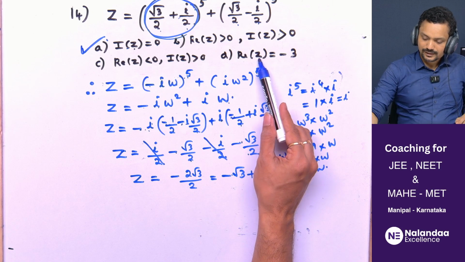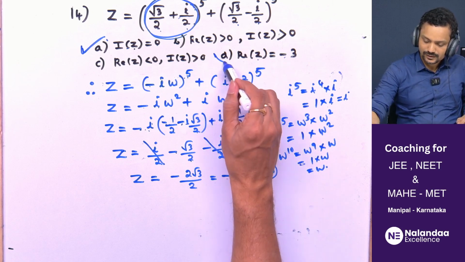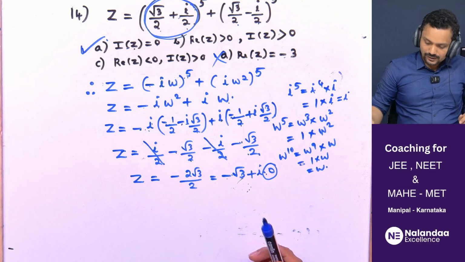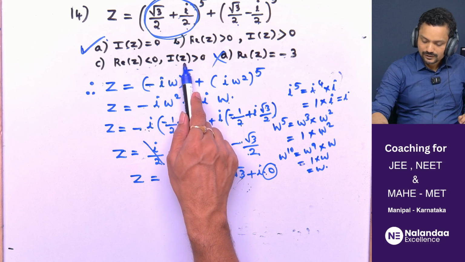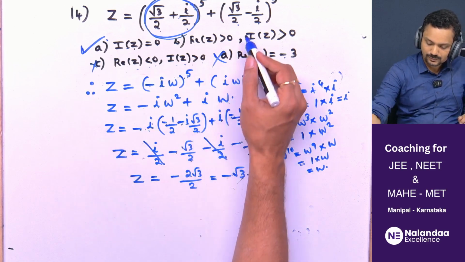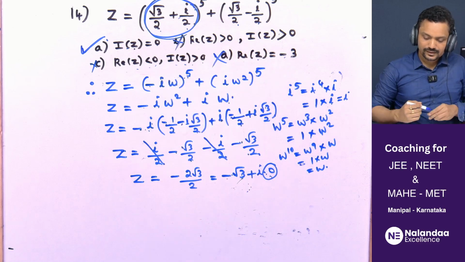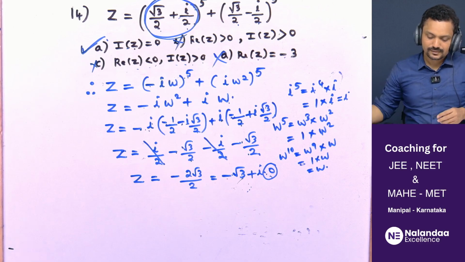Here in option D, real part of z is minus 3 they have given. Actually, here it is minus root 3. So this is gone. Real part of z less than 0 is correct, but imaginary part of z greater than 0 is wrong. It is 0. Similarly, option C and B are out. So it is very clear option A is the answer.